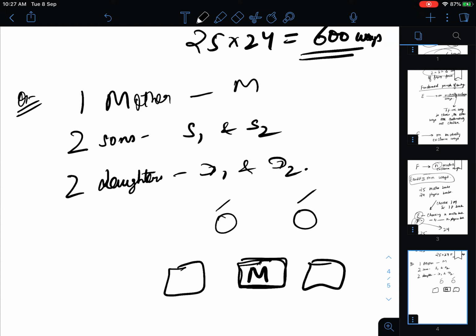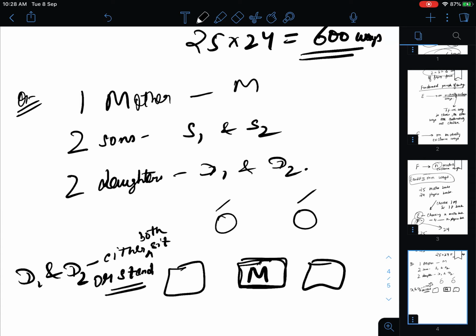The third condition is, either both the daughters are to sit in the chairs, or both of them are to stand behind. So the third, the most important condition is that D1 and D2, either they will sit or stand. Either both will sit or both will stand. No other conditions are imposed.